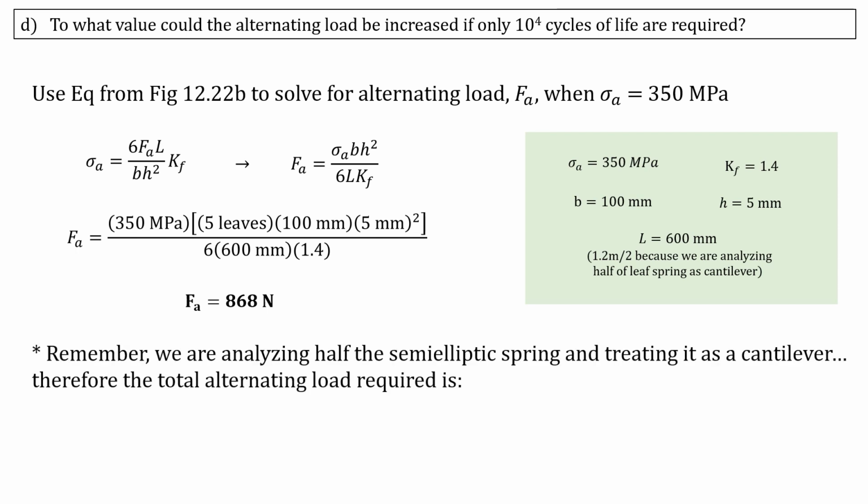And again, remember that we're treating this as a cantilever beam, so we need to multiply that value by 2 to analyze the whole system. So we're going to multiply our FA value by 2, which equals 1736 newtons. And that is the final answer for this question.